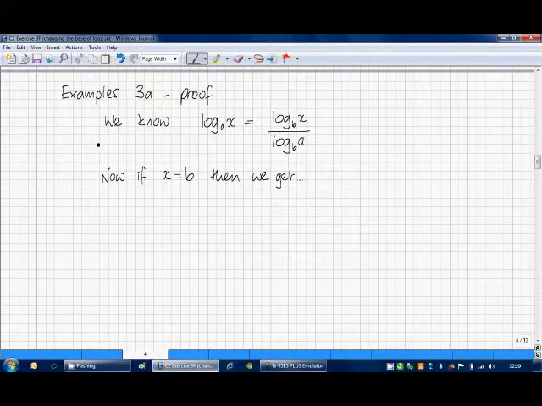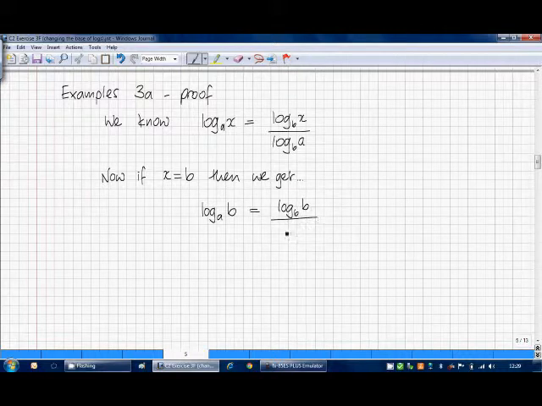Okay, so far so easy, but in question 3 things rack up a little bit and get more tricky. Before we start, we're going to derive a useful rule. Given that we know that log base a of x equals log base b of x over log base b of a, if we substitute x equals b, then log base a of b is equal to log base b of b divided by log base b of a.